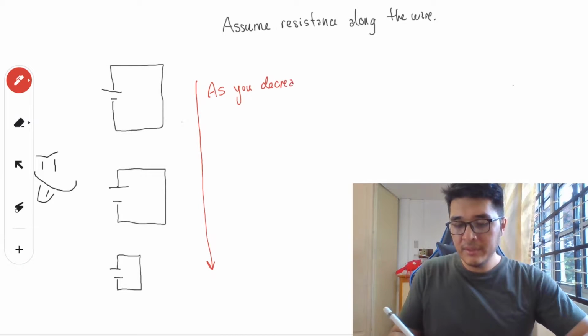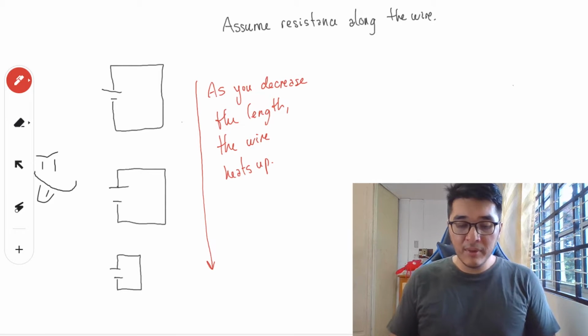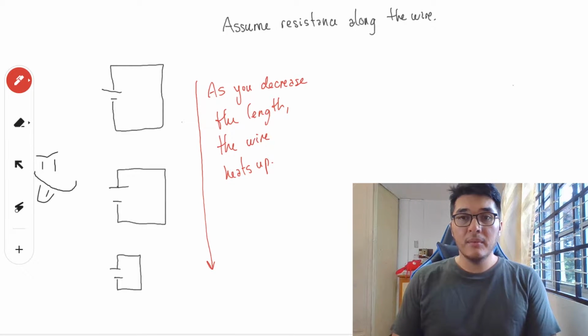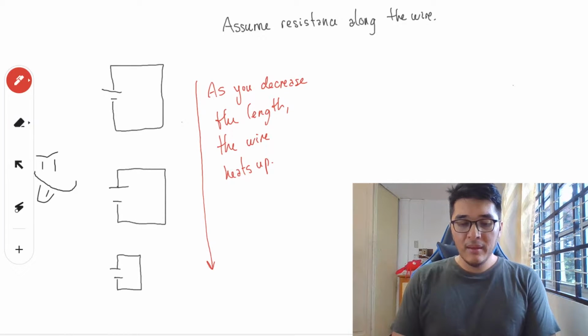So as you decrease the length, the wire heats up, and that's essentially what happens, right? And then we talked about before that the short circuit, all it is that the length of the wire is so short that it heats up to a high level of degree, then it just melts. So why does this happen though? Because all the energy has to be used before returning back to the battery.